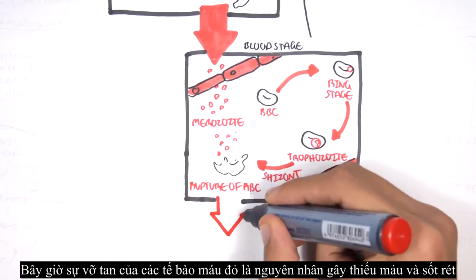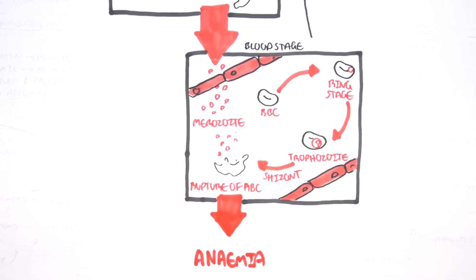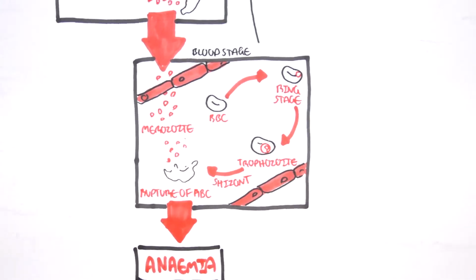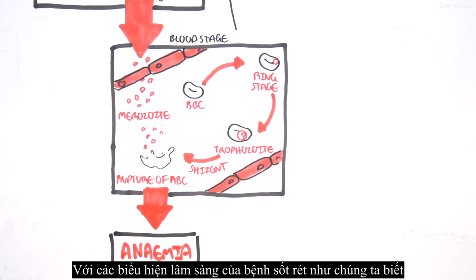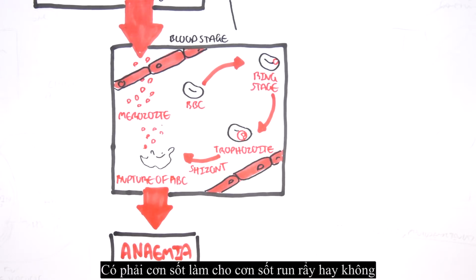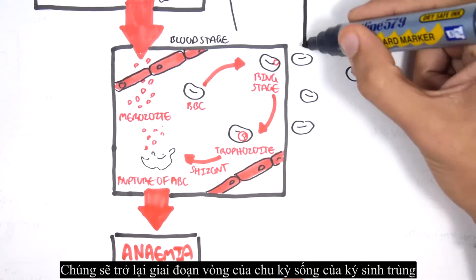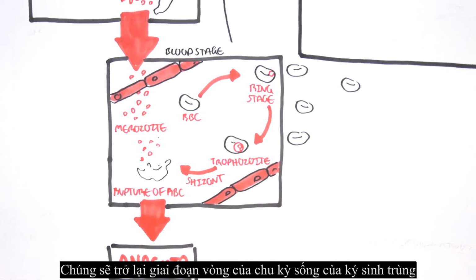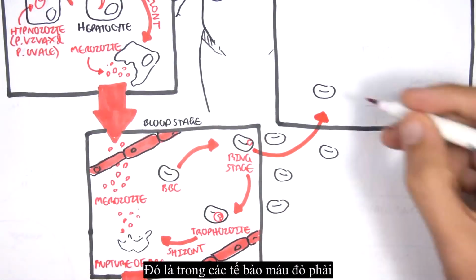Now, the rupturing of the red blood cells is responsible for anemia in malaria. The rupturing of the red blood cells is also coincidental with the clinical manifestations of malaria, which, as we know, are the fever, rigor, chills, and tremors.